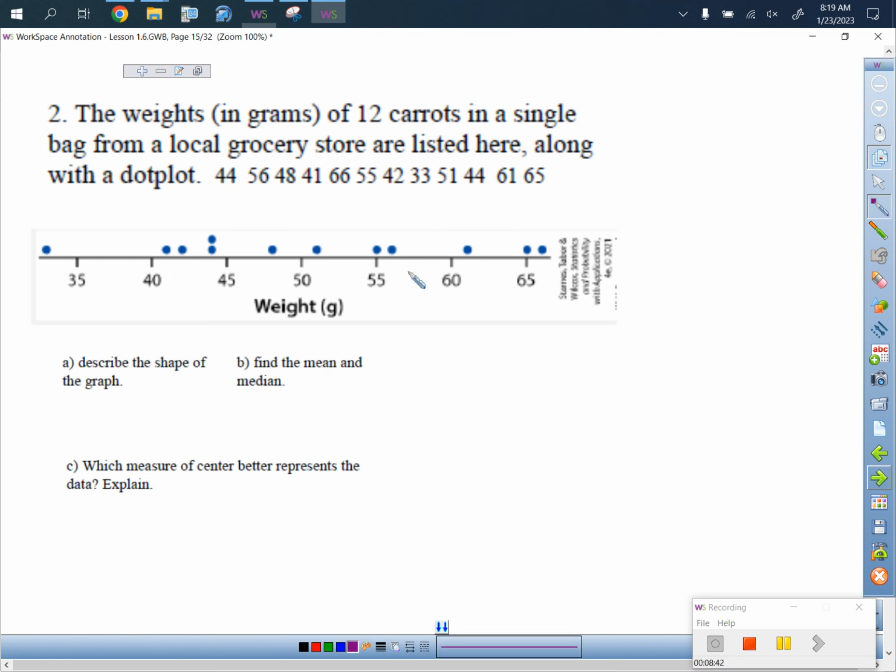Cool. So let's move to this guy. Let's see if I need to enter this into my applet or not. First, it's the weight in grams of 12 carrots in a single bag from a local grocery store are listed here. If I want to enter this stuff into the applet, they're going to ask me to find the mean and the median and stuff like that. You see how they're asking me to do that down here? So why don't we grab our computer.